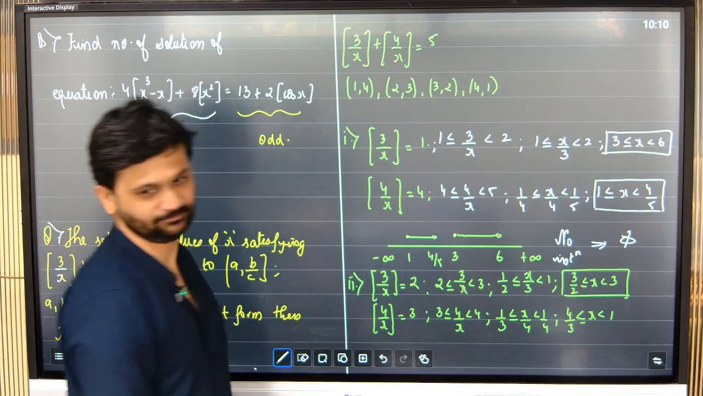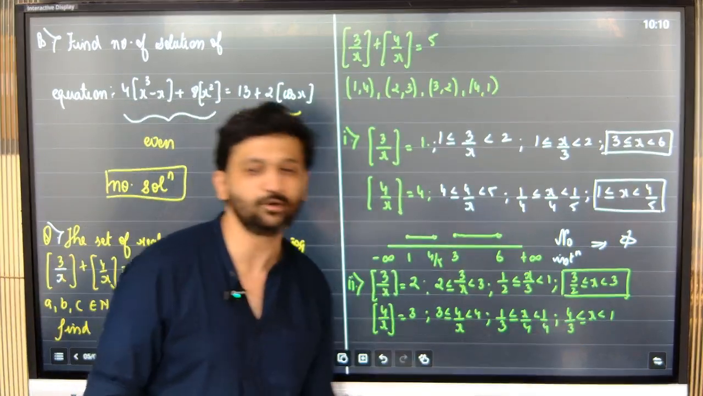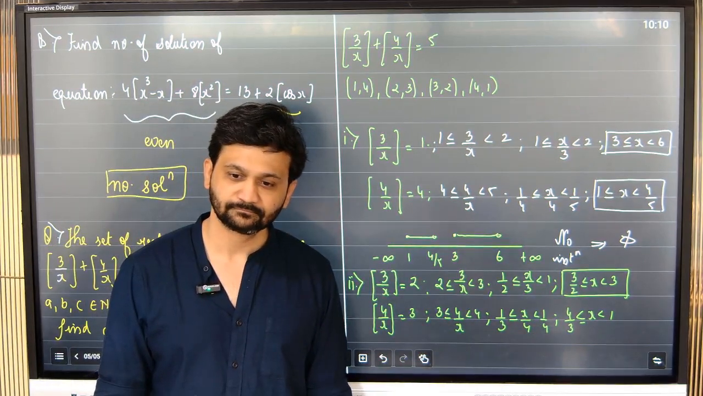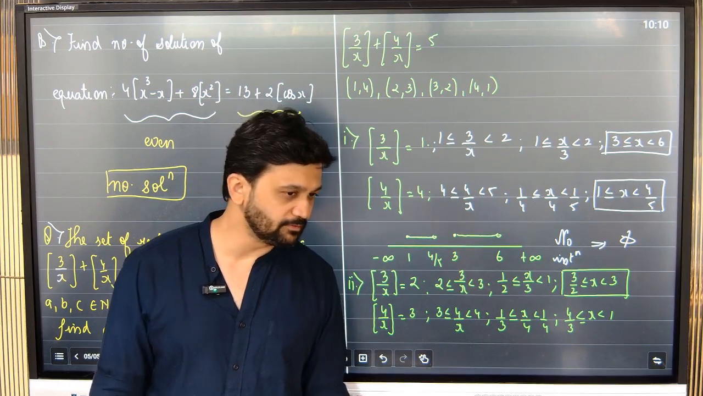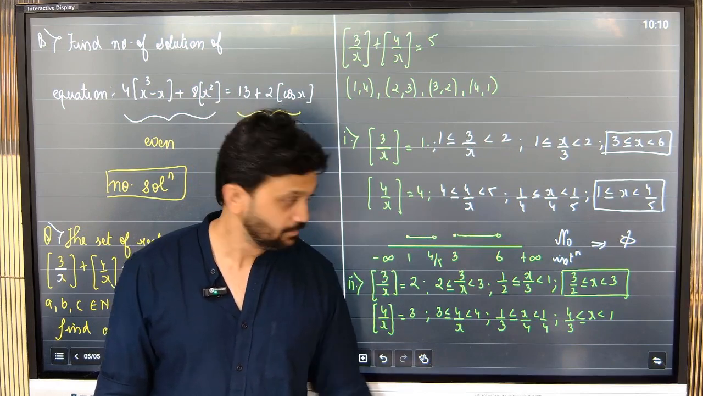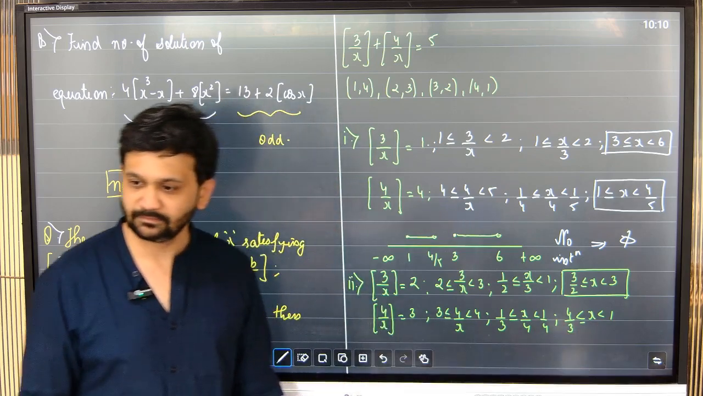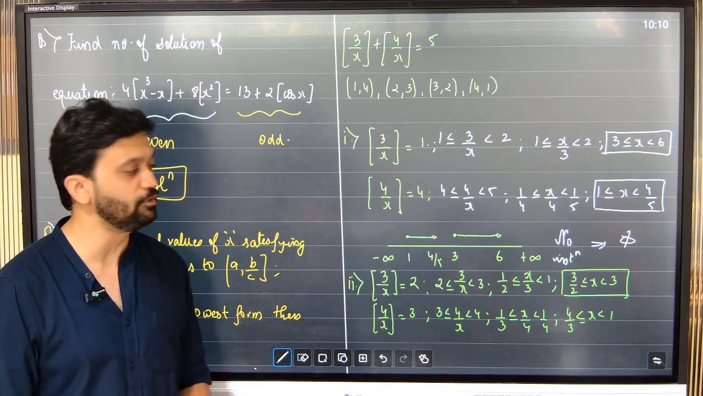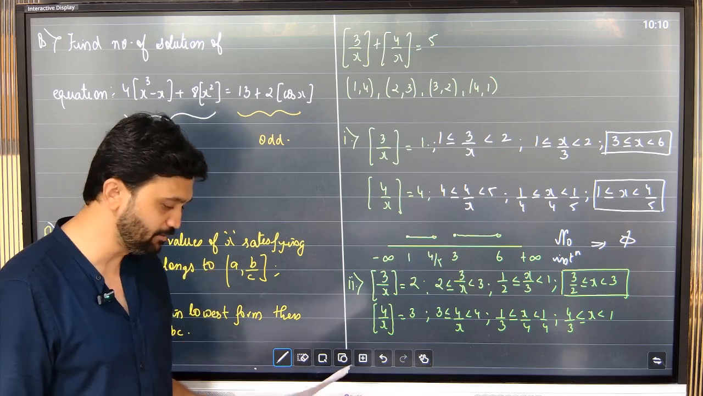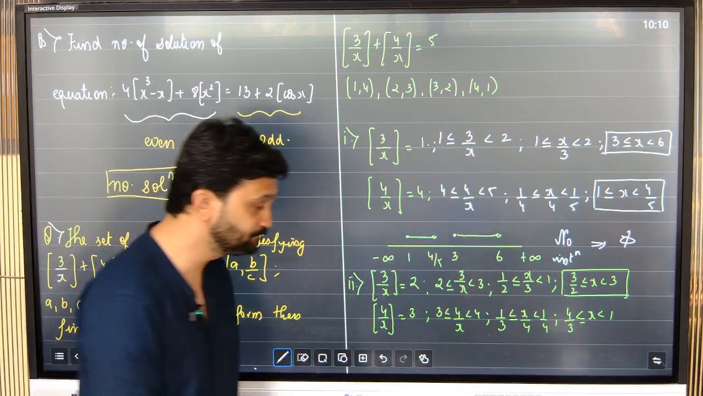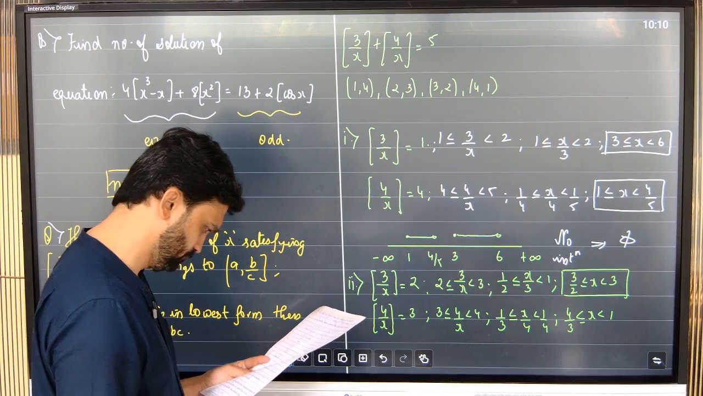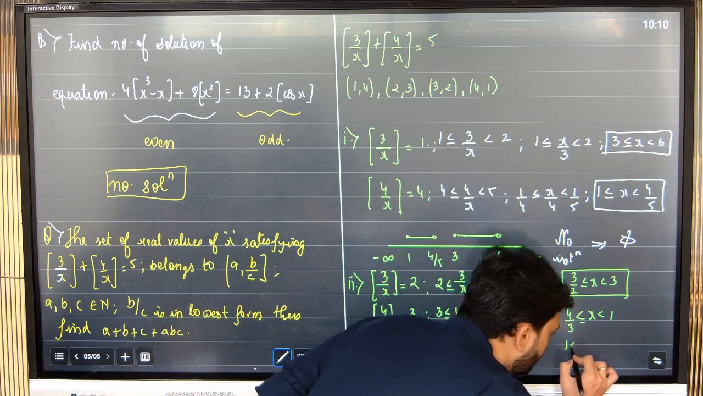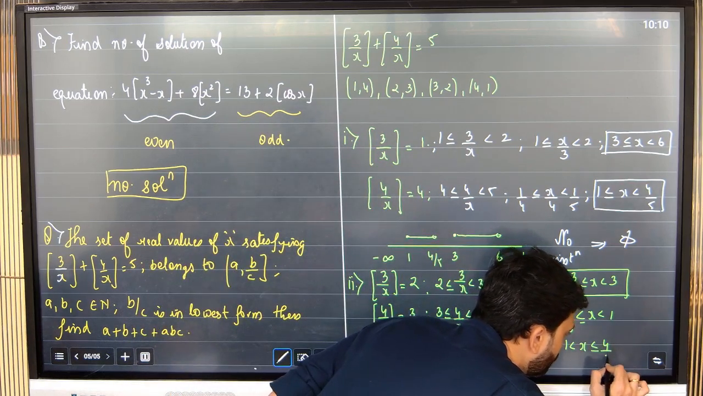अब ये ना उल्टा हो रहा है. कैसे? What is 4/3? What is 4 divided by 3? 1 point something. Is 1 point something less than 1? So when this happens, you have the luxury of changing the inequality. So can you tell me how will I write that inequality? It will become 1 less than x less than or equal to 4/3.